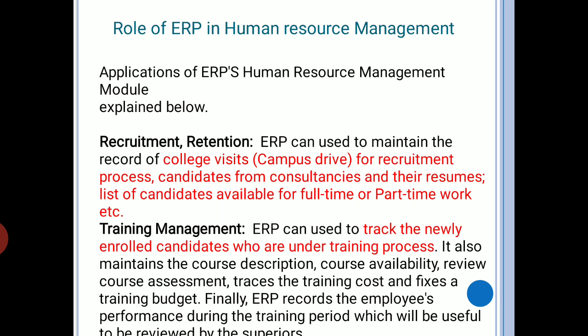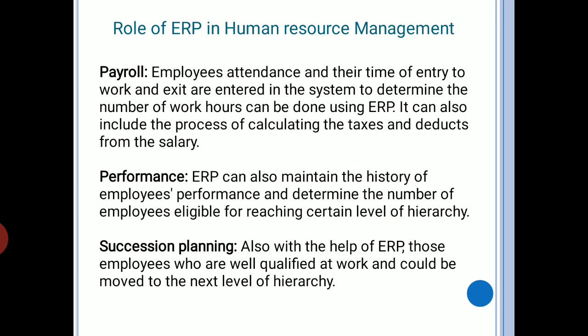The second is training and management. ERP can be used to track the newly enrolled candidates who are undertaking the training process. It also maintains the course description of the training module, course availability, reviews course assessment, traces the training cost, and fixes a training budget. Finally, ERP records the employee's performance during the training period, which will be useful to be reviewed by their superiors.